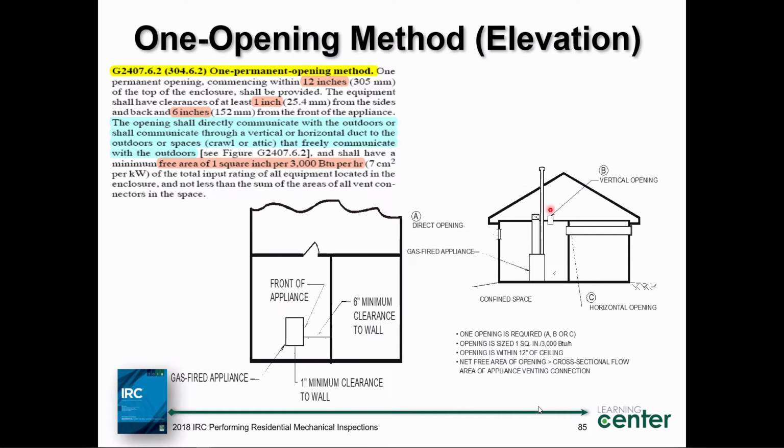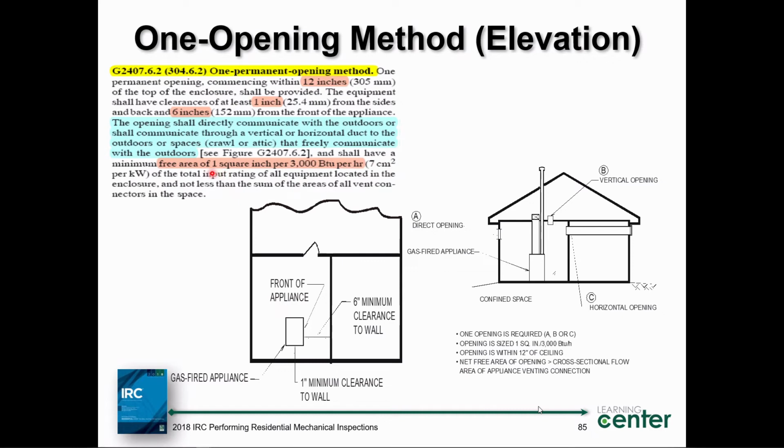The opening has to commence within 12 inches of the ceiling. You cannot be any lower, okay? You need to be 1 inch away from the sides of your appliance, okay? And 6 inches away from the front of the appliance. So from the sides and the back, it's 1 inch, and from the front of the appliance, you need at least 6 inches. But you'll find that our clearance, if it's the front of the appliance, requires 30 inches, doesn't it? So we'll have that beat if that's the service side. The idea is we want to get enough air circulating around the appliance to cool the enclosure, cool the room down, right? Because we're only providing one opening.